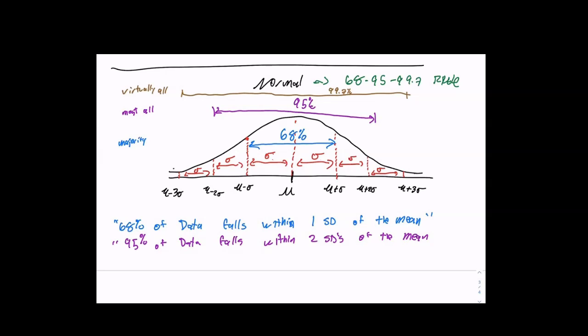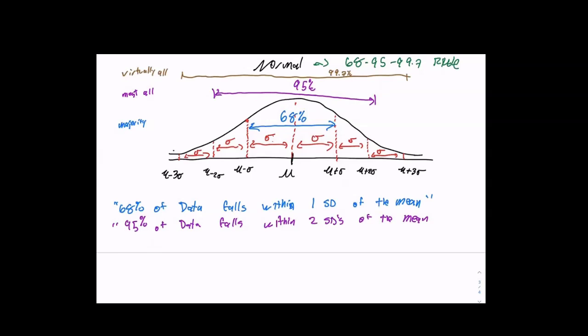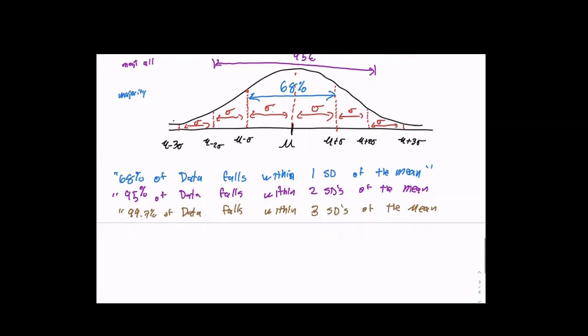If we're using a normal distribution, if you scored two standard deviations above, then you are technically outside the middle 95%, which means you're either in the top 2.5% or the bottom 2.5%. Okay. 99.7% of the data falls within 3 standard deviations of the mean. Okay.